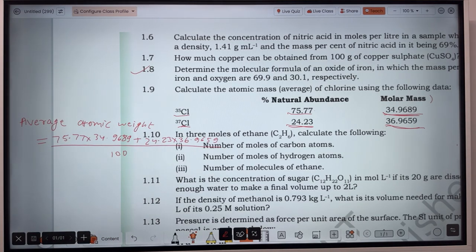Then only the calculation is left. You will have to calculate 75.77 multiplied by 34.9689. That will be how much? 2649.6.